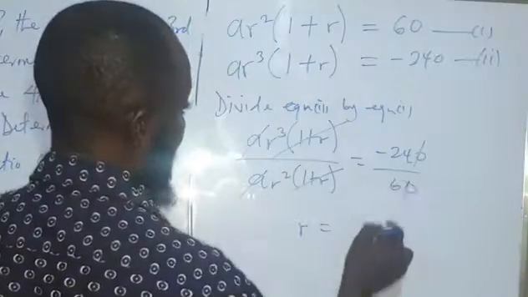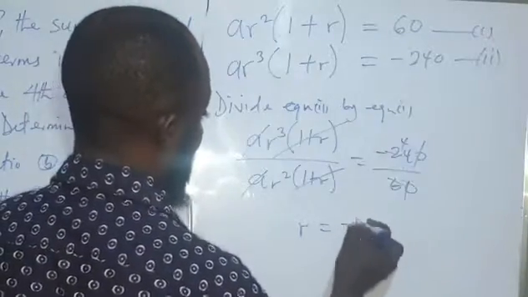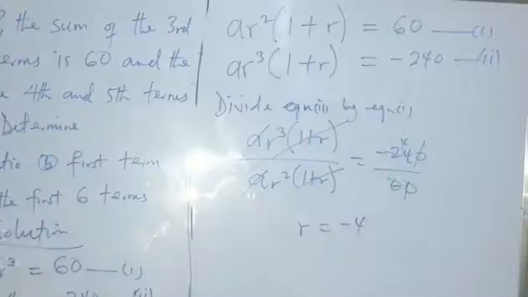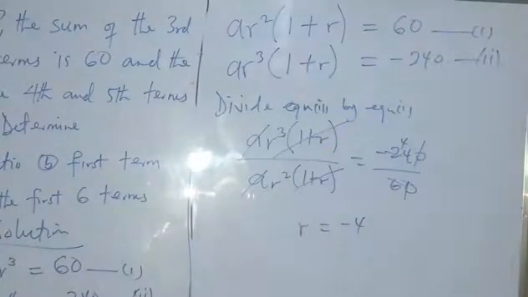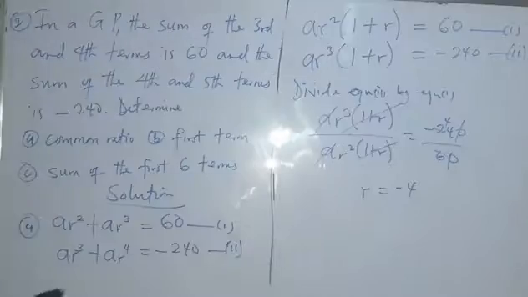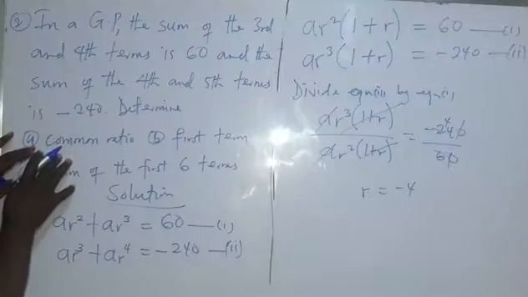So 0 cancels 0. 6 here 1, 6 here 4. That is minus 4. Therefore, R is minus 4. That's the value of our first one, that is the common ratio, which is R.